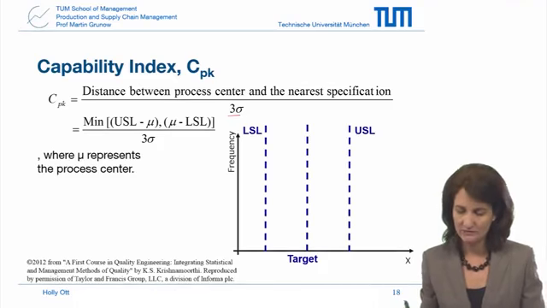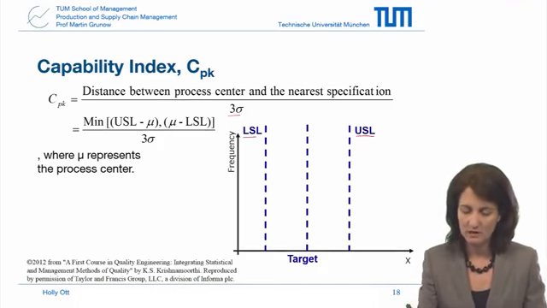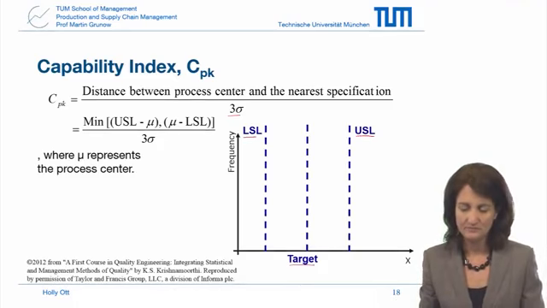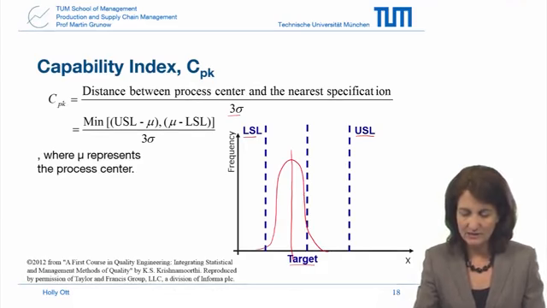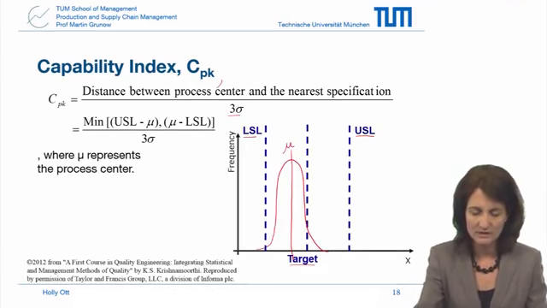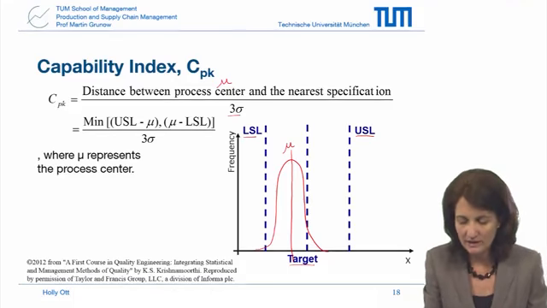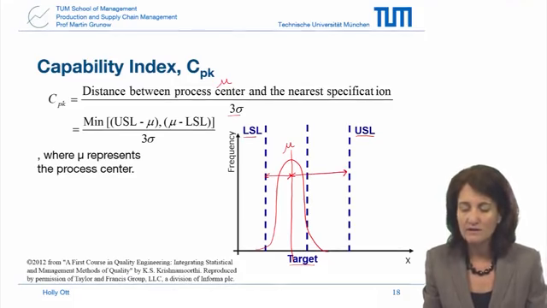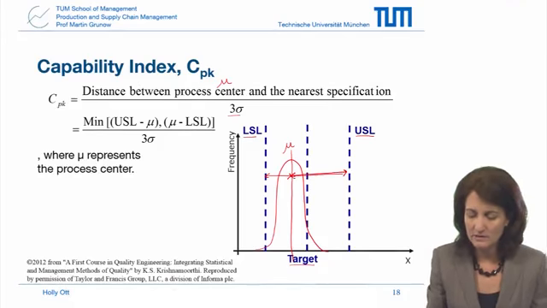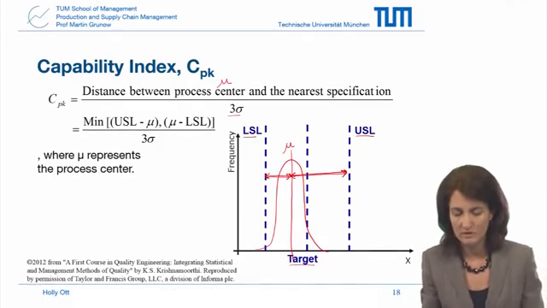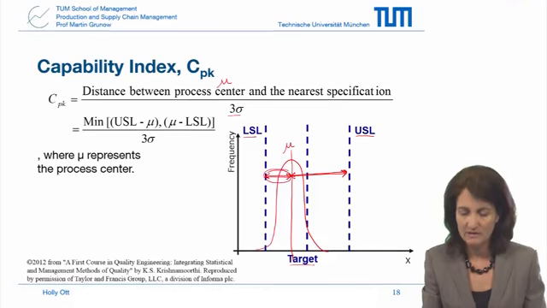To draw this out, again: upper spec limit, lower spec limit, target. What we're looking at is a distribution. Draw a distribution. The distribution has a process center, mu. We look at the distance between mu and the two spec limits, either the upper spec limit minus mu, or mu minus the lower spec limit, and we want the one that's most critical. In my picture here, this is the most critical.